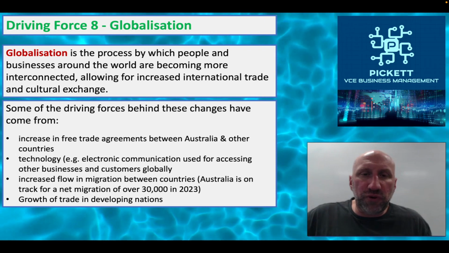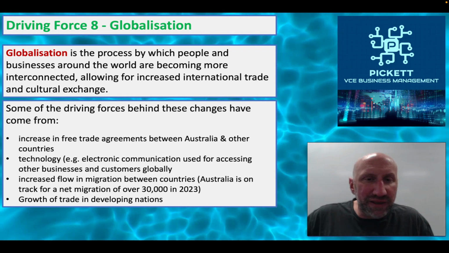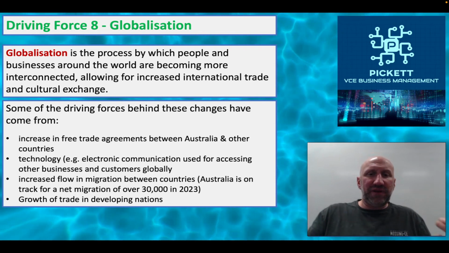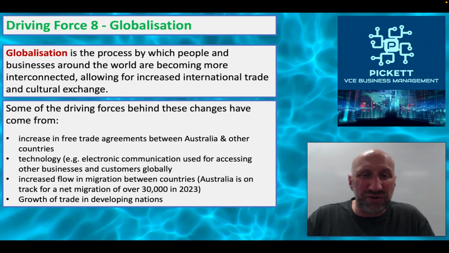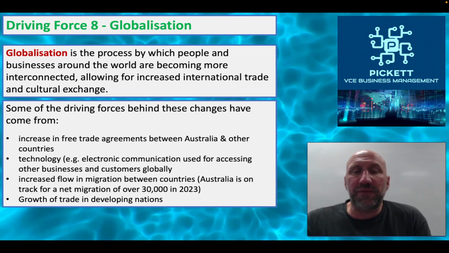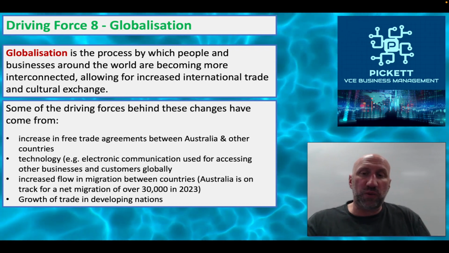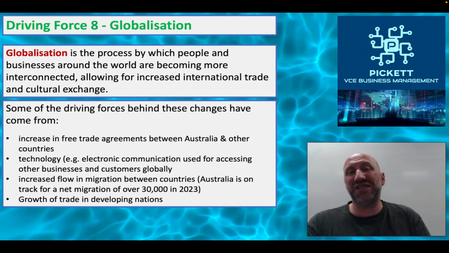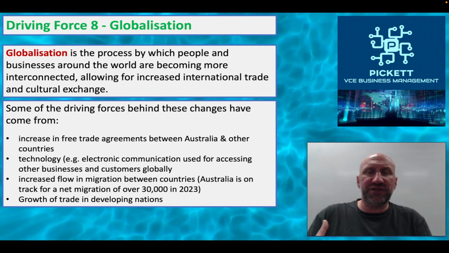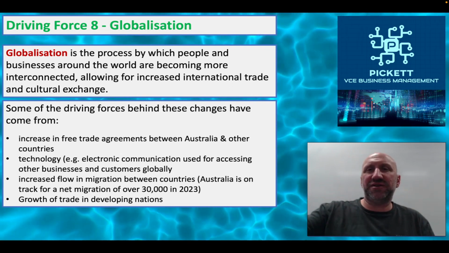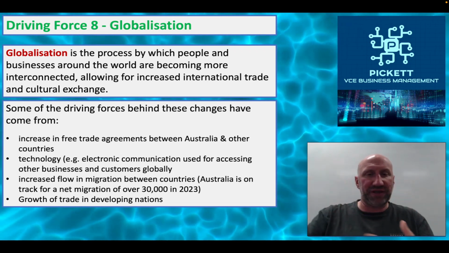Technology, for example, electronic communication used for accessing other businesses and customers globally. It's a pretty obvious one. The fact that you can use your mobile phone or your computer to buy from anywhere in the world, very, very simply. Increased flow and migration between countries. Australia, as of June 2023, was on target for a net migration of over 30,000 people in 2023. Net migration, in other words, is the difference between 30,000 more people moving into Australia than moving out of Australia, because obviously there's a flow both ways.